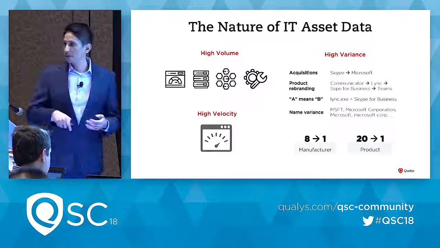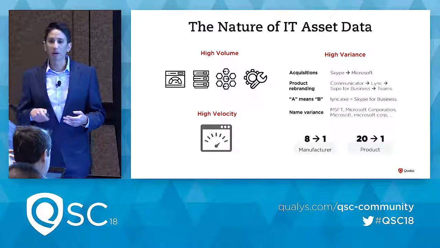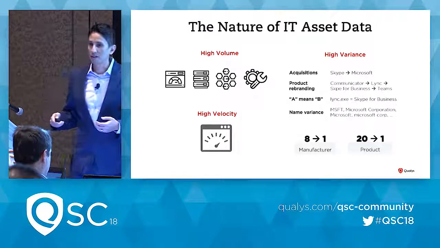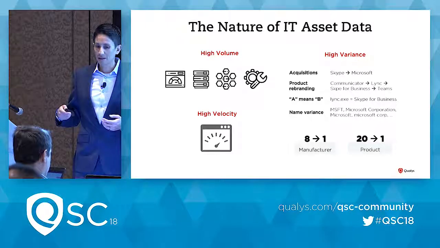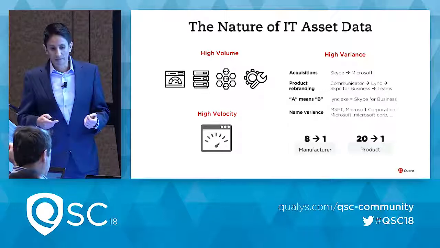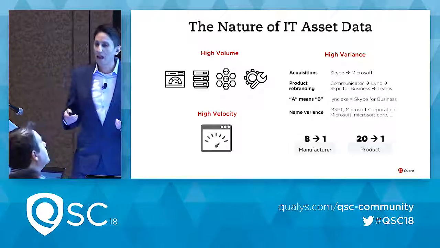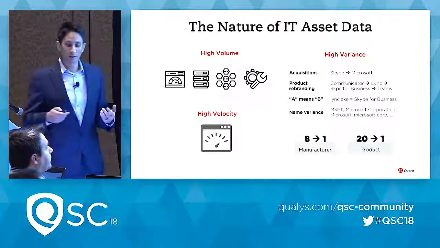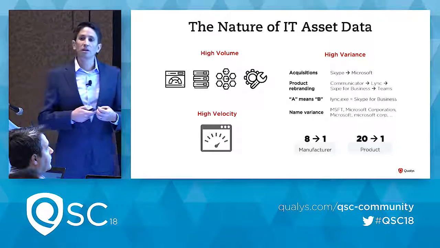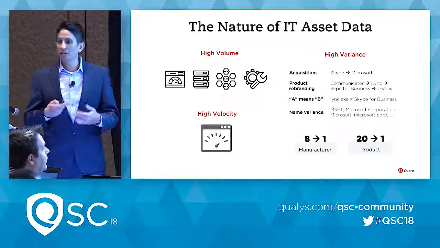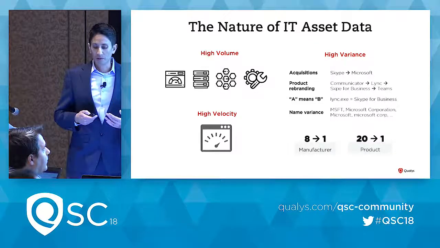But if we drill even deeper on why this is challenging, it's really the nature of IT asset data. These are the typical three Vs of big data. It has high volume. Across this hybrid environment, you have lots of assets, configuration, services, processes, open ports, and software that is continuously changing in your environment.